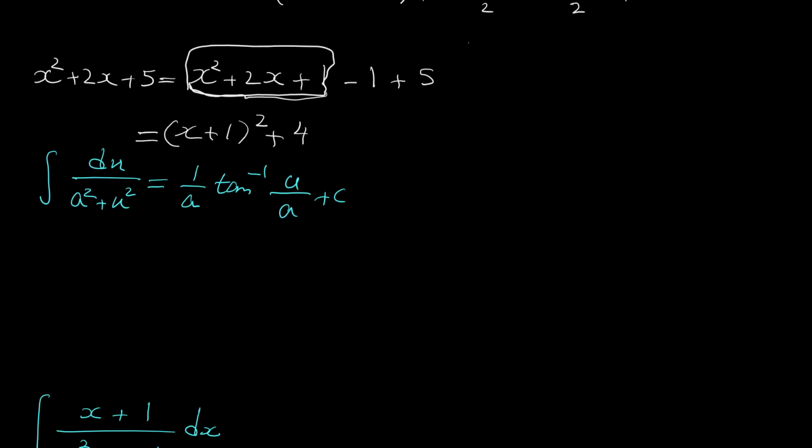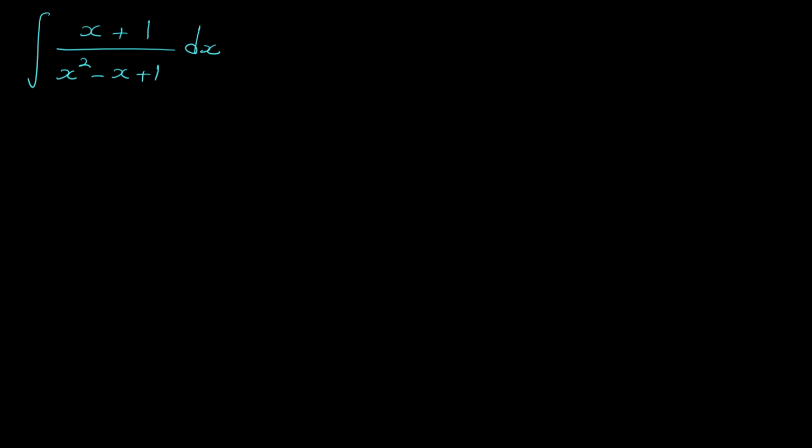Now let's take a look at a harder example even. What about this? Integral of x plus 1 over x to the 2 minus x plus 1 dx. In this question, again, because we have x in the numerator, we cannot immediately start by writing the denominator in the complete square form. So, before doing that, we take derivative of the bottom. We suppose the bottom as u. For a moment, we suppose u as x to the 2 minus x plus 1.